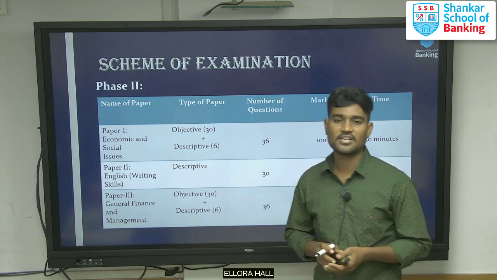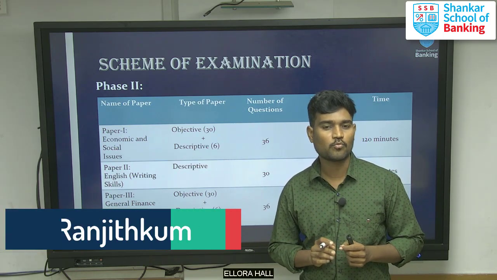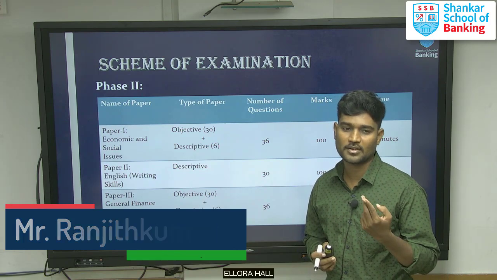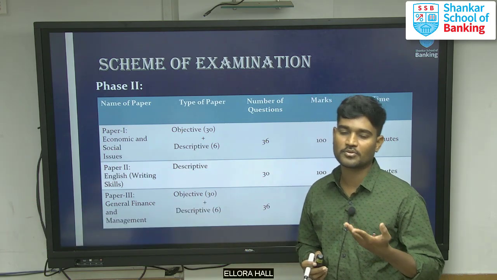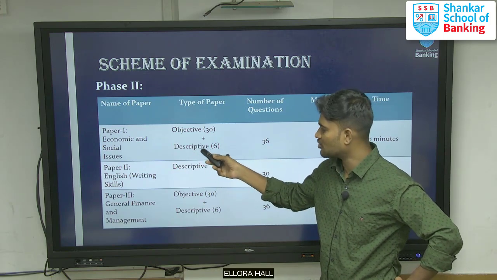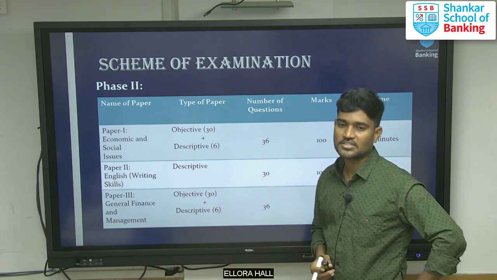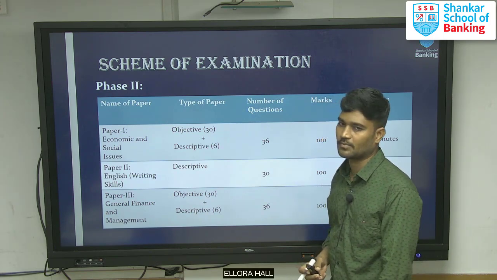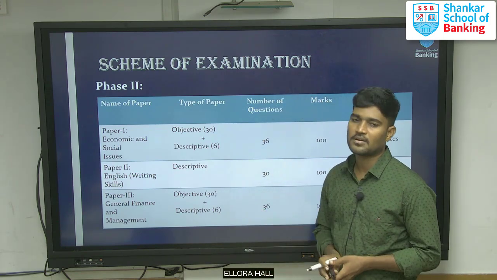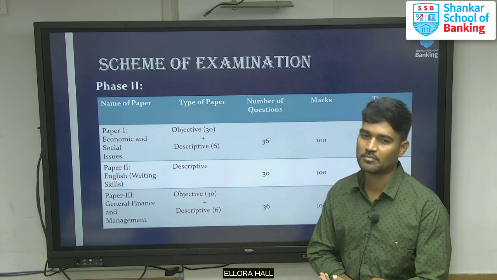For descriptive writing, they give six descriptive questions, and among them you have to choose any four. Two questions are 15-mark questions and the remaining two questions are 10-mark questions. So total 100 marks. Then the same applies to general finance and management: same 36 questions in total, 30 objective type and 6 descriptive. Same 20 questions of 2 marks and 10 questions of 1 mark. Among the 6 descriptive questions you have to choose any 4. Two questions are 15 marks and two are 10 marks, right?